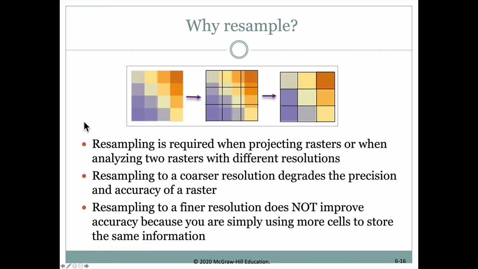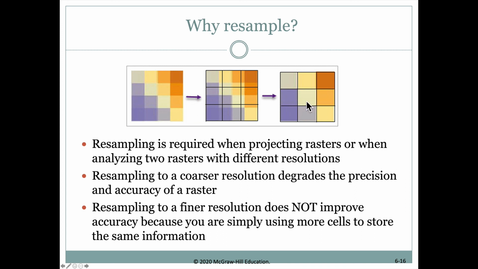So why would you resample? Well, sometimes resampling is required, such as if you're doing a map projection from one coordinate system into another coordinate system, then it's going to be necessary to resample. And sometimes if you start out with a finer resolution grid and you're going to a coarser resolution grid, you may also resample for that.